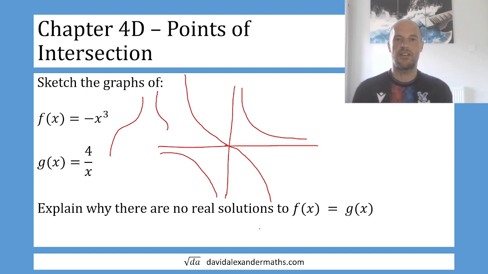So that's why there are no solutions, because you can see from the sketch there are no points of intersection. The curves don't cross, so therefore there are no real solutions to f of x equals g of x.